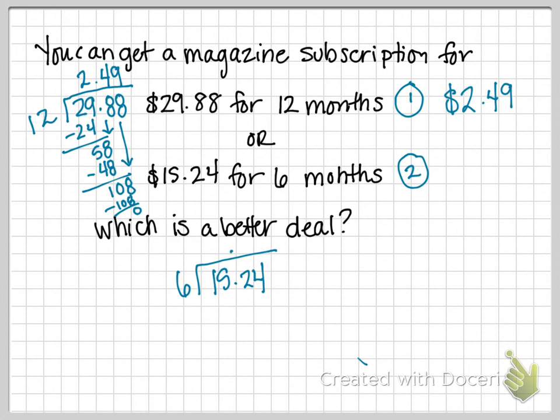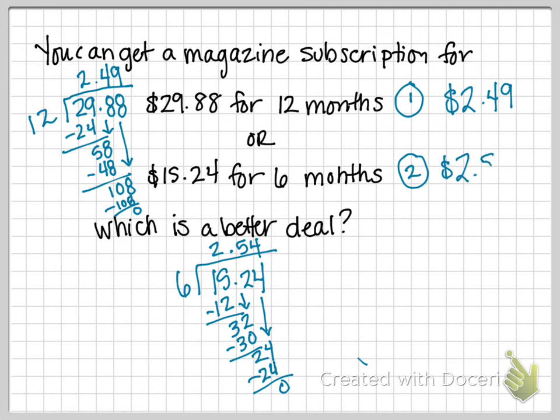So move my decimal point right up above because I didn't have to move anything out of my divisor. 6 goes into 15 twice. Subtract. Bring down. 6 times 5 is 30. Subtract. Bring down. And 6 times 4 is 24. Subtract. We're done. How much are you paying per month in subscription 2? $2.54. Which subscription is the better deal?